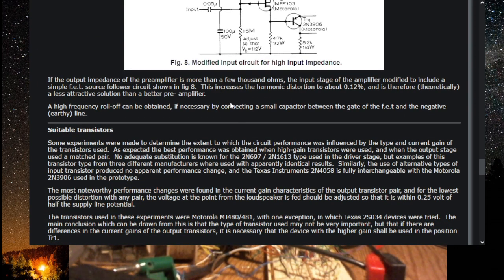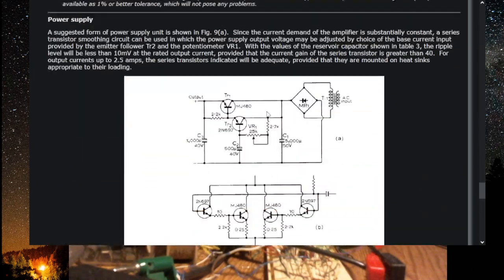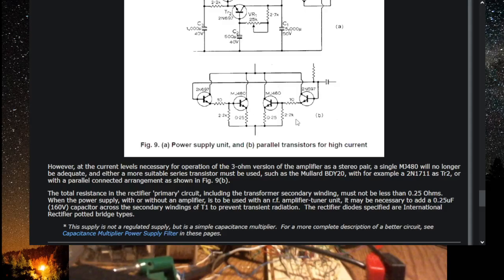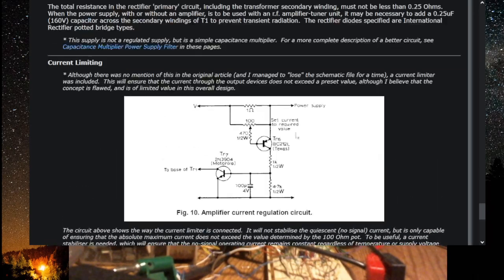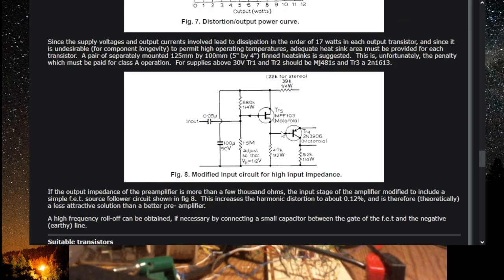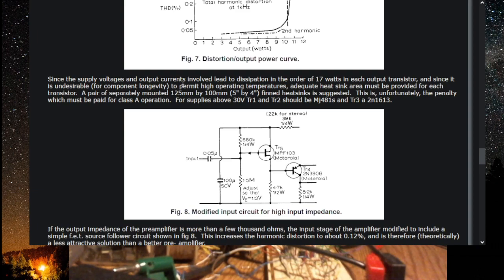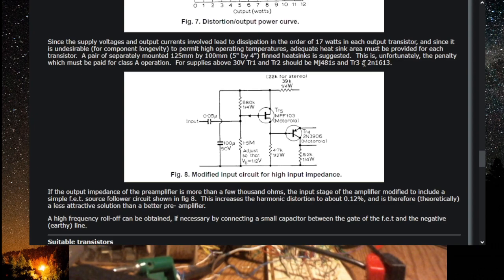Well, let's see. Yeah, I'm looking at this. What about the input impedance? Small, adequate heat sink area, etc., which must be paid for. It says supply voltages and above currents involved lead to dissipation of 17 watts. I don't care about that. Adequate heat sink must be provided. This, unfortunately, is a penalty for Class A amps. I'm using a Class A amp for very low power.